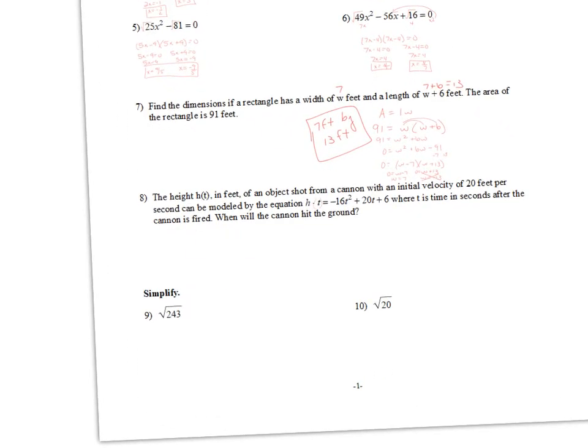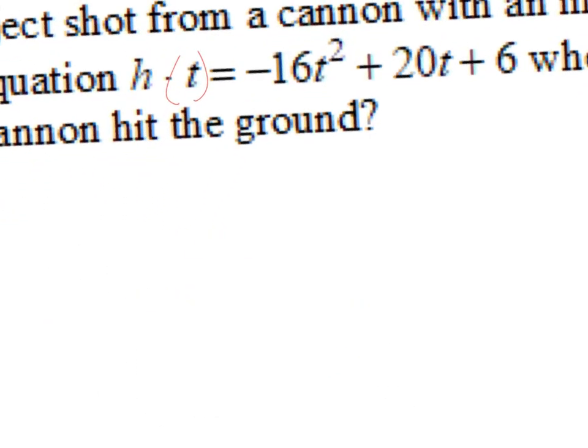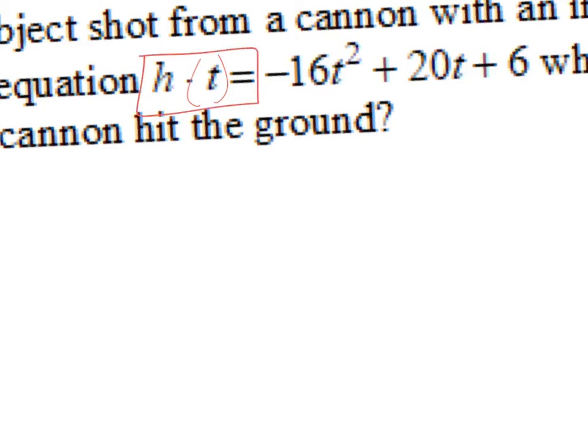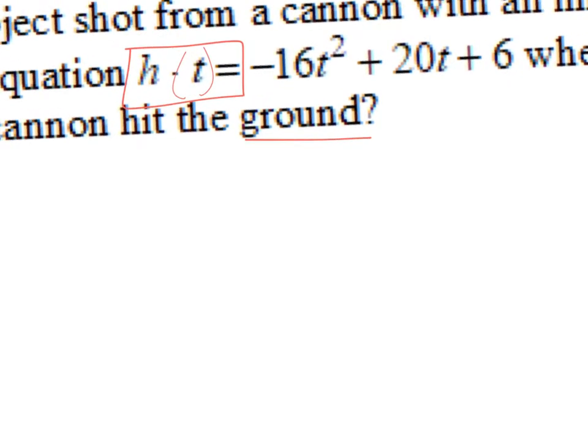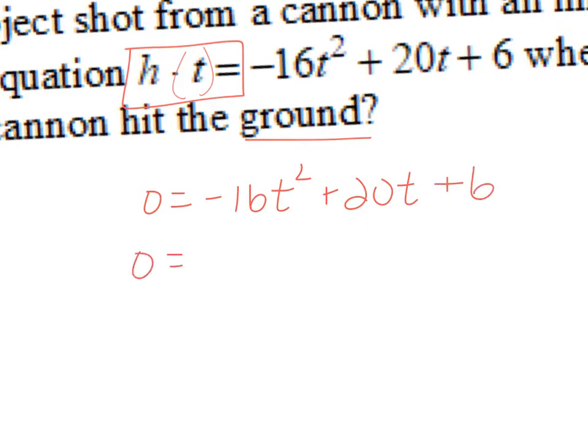Find when the cannon hits the ground, okay? So my finishing height is going to be 0, because it's saying when does it hit the ground. Okay, so I'm going to have 0 equals negative 16t squared plus 20t plus 6. Now I am going to pull out a GCF here because I always want that front number to be positive. So I'm going to pull out a negative 2 and get 8t squared minus 10t minus 3.